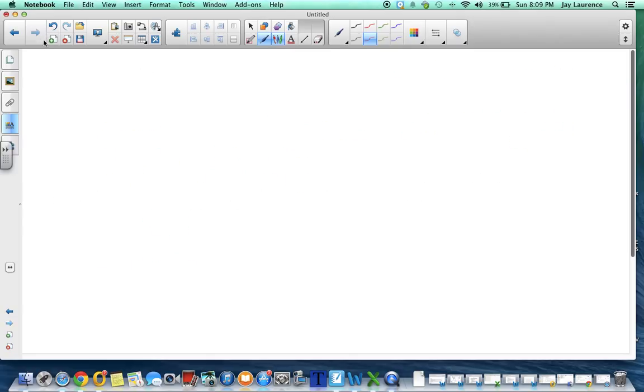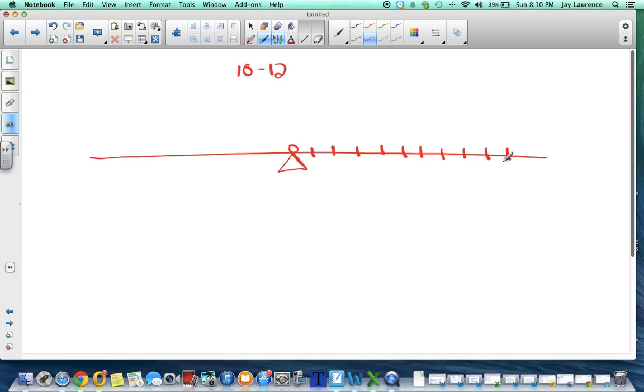What do I mean by that? Well, let's think of a number line as a seesaw, and let's think of the problem 10 minus 12. If I call this 0, then 10 would be 1, 2, 3, 4, 5, 6, 7, 8, 9, 10 out here, right? And 12 would be 1, 2, 3, 4, 5, 6, 7, 8, 9, 10, 11, 12, negative 12. The negative 12 is farther from 0 than the 10 is. So it has more weight.